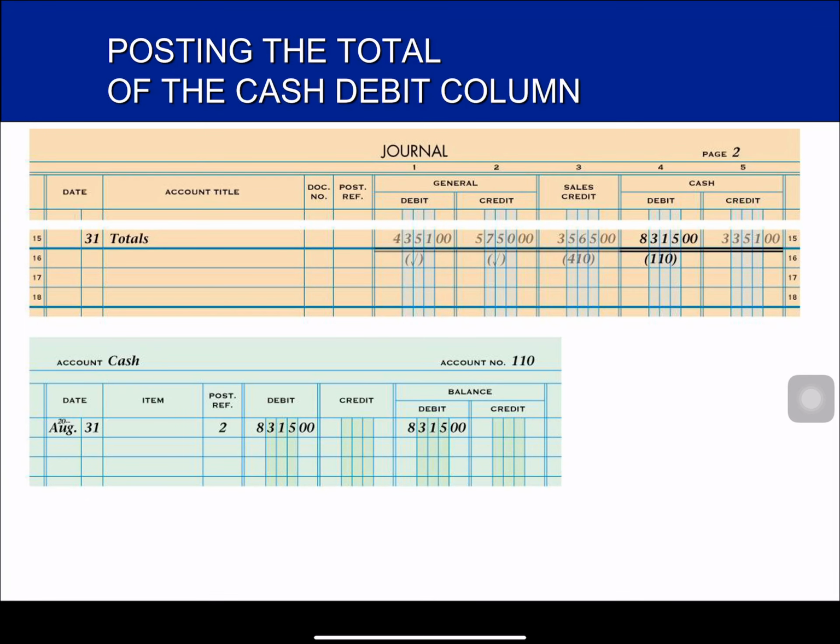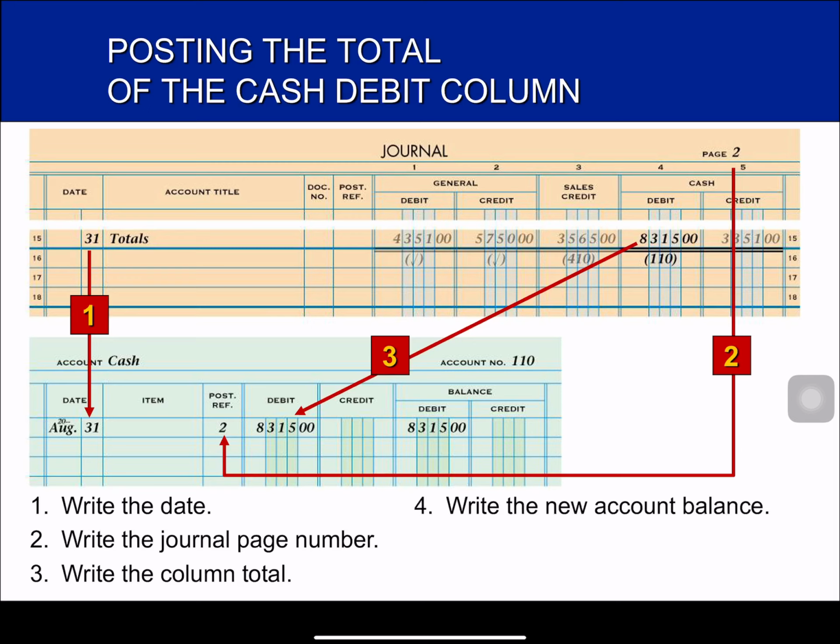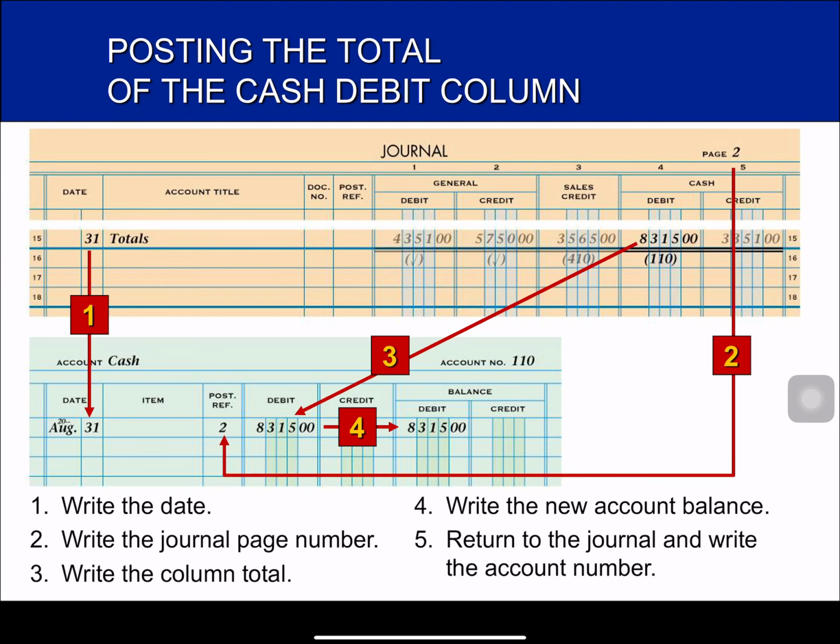All right, then we're going to post the totals of the cash debit column. And again, we'll do the same thing. Write the date, write the page number from your journal, write the column total. We will transfer that as a debit, $8,315. And then we'll write the new account balance. It starts with a 0 balance. You're going to debit it. And so therefore you will have a debit balance of $8,315. And then you'll return to the journal and write your account number.